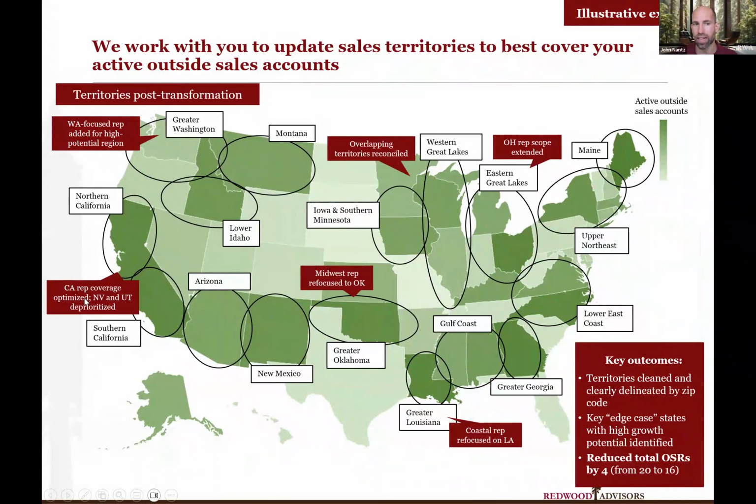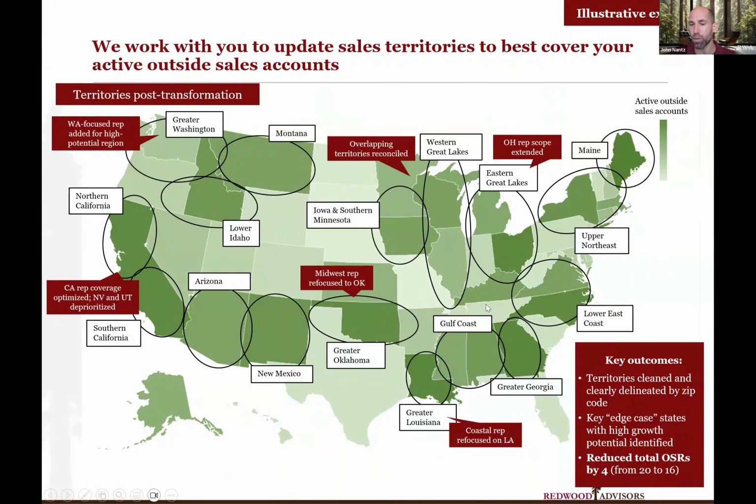We optimized our California coverage. We deprioritized Nevada and Utah. There just wasn't a lot there. We focused our Midwest rep on Oklahoma. We had some overlapping territories. We reconciled that. We extended the territory for the Ohio rep because there was a lot going on. And then we refocused our Gulf Coast rep on the greater Louisiana area.